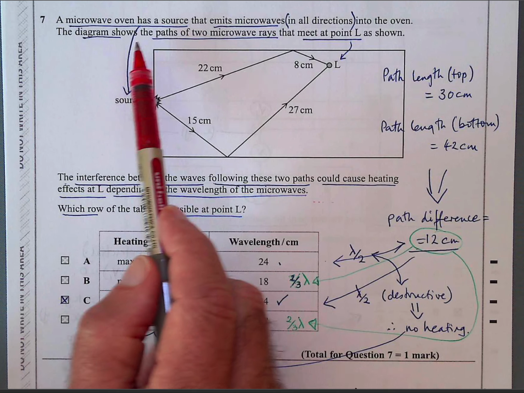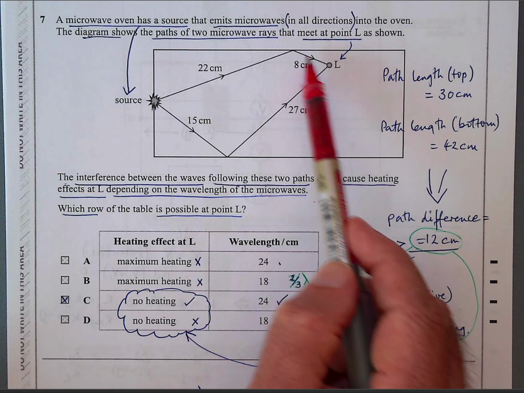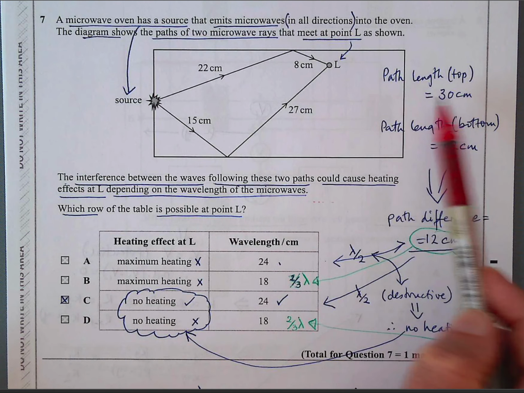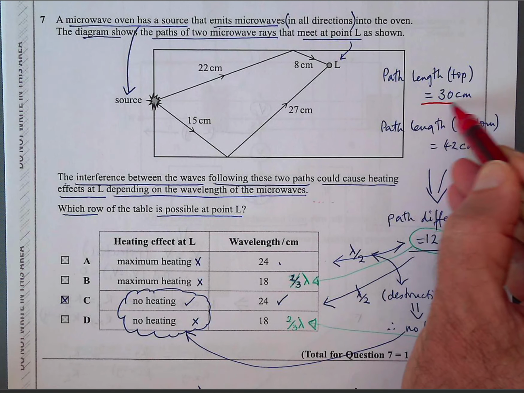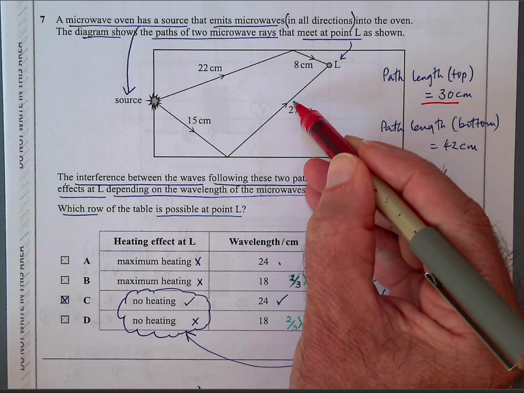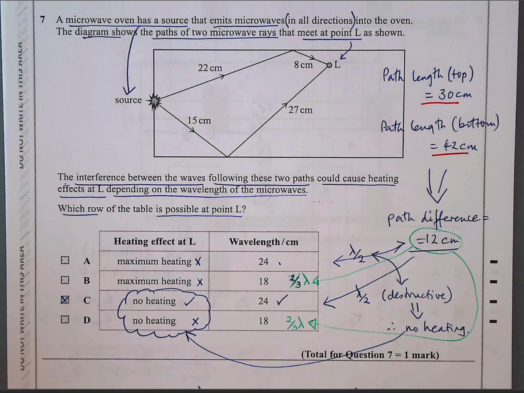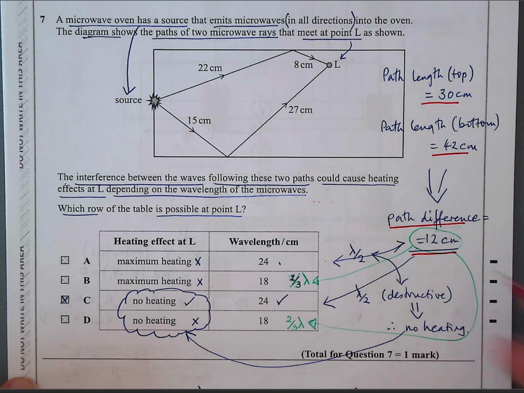The diagram shows the paths of 2 microwave rays. Path 1 going to the top, let's call it the top path, has a length of 30 centimeters, 22 plus 8, and the bottom path to L is 15 plus 27, which is 42 centimeters. So we have two paths, so they have what's called a path difference, and the path difference is 12 centimeters.